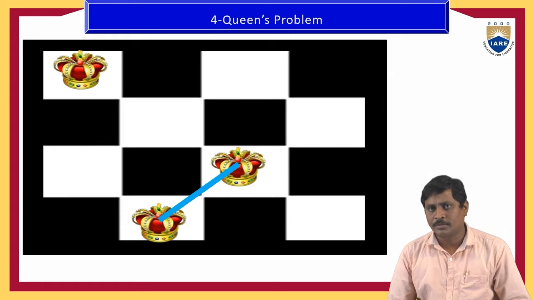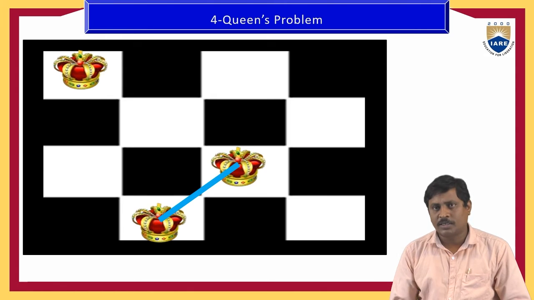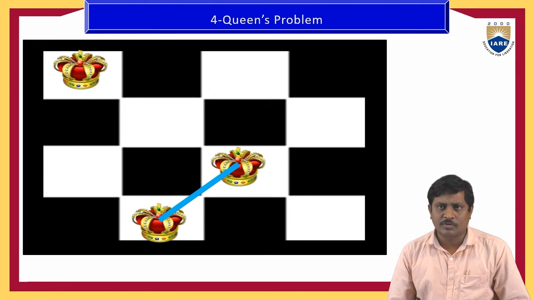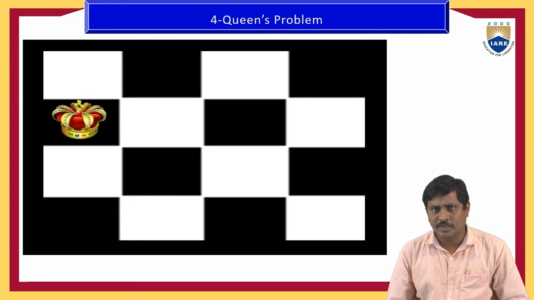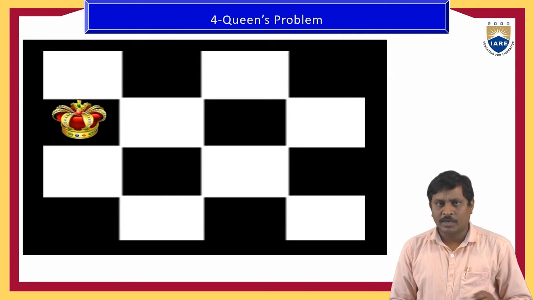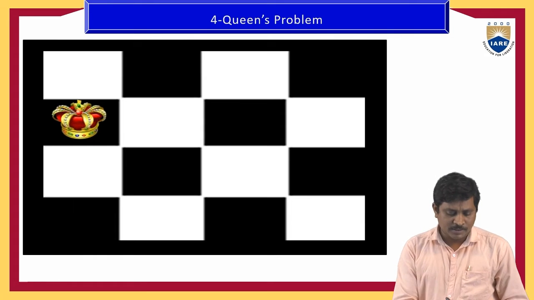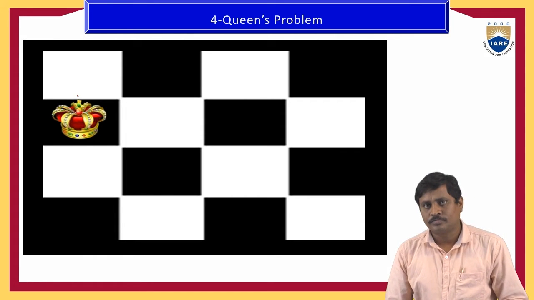So we do not place here. Here we see that they are diagonally the same, so here also we do not place this queen. In the same row we do not place another queen. So now again we backtrack and place in the next row.